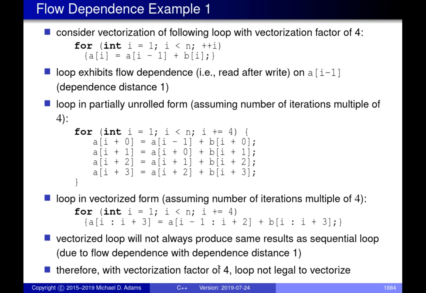So if we vectorize with a factor of 4, we're taking a group of 4 consecutive iterations and compressing them into 1. But because the dependence distance is so small, there are going to be some values that we use in the vectorized loop at a point where they don't have the right value initialized yet, because we're using them too early.